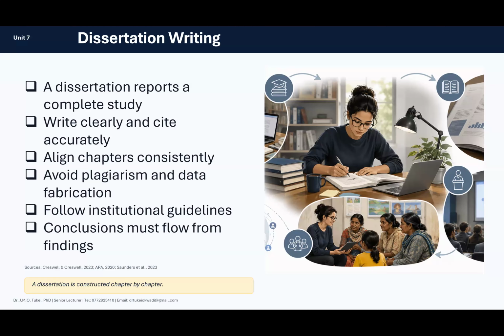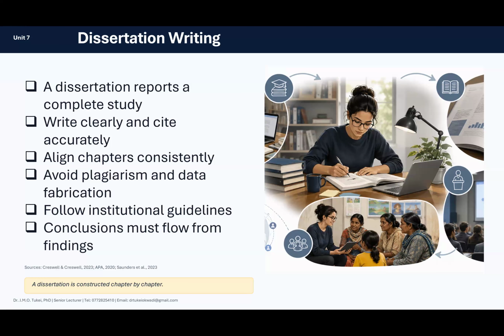Colleagues, we all have to understand that the work is supposed to move consistently from chapter to chapter. Consistency across chapters is essential. The objectives stated in chapter 1 should guide the literature review, methodology, results, discussion, and conclusion. Recommendations must arise from findings rather than personal preferences. Studies should avoid plagiarism, fabrication, selective reporting, and unsupported claims. Good dissertation writing requires continuous review, accurate citation, careful editing, and respect for supervisors' guidelines.